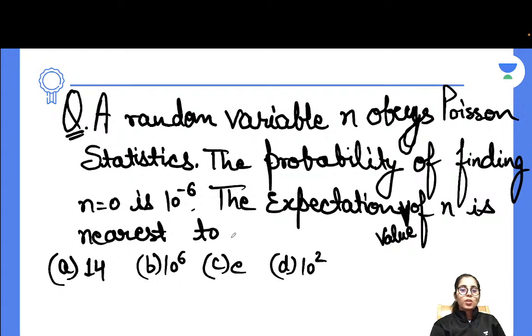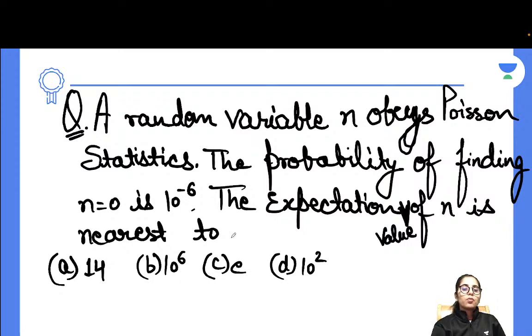I'm going to wait for your reply to give the answer, and after that I will continue the discussion about what steps you can take and how you can proceed to get the answer. It is a random variable and obeys Poisson statistics, so from here we got the idea that Poisson statistics is to be used. But even if they do not mention the term Poisson statistics, what will we do?